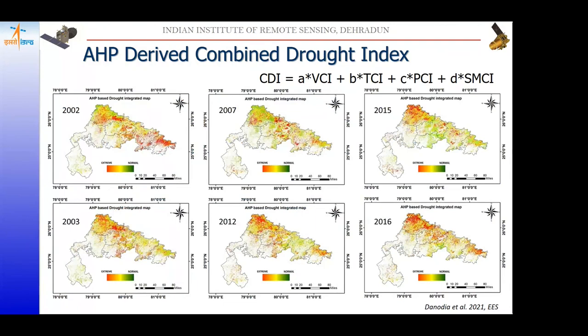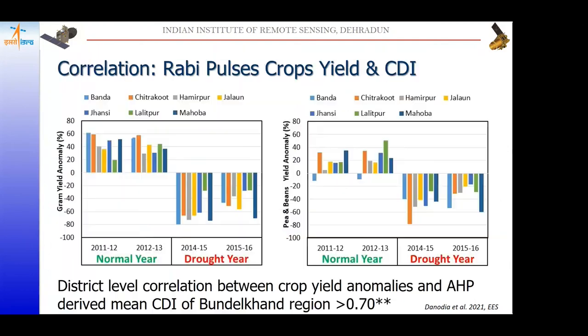So we generate the analytical hierarchical process derived combined drought index, where we define the pairwise matrix and their coefficients, multiply them with the respective indices VCI, TCI, PCI and SMCI, and compute the CDI. Finally we generate the CDI combined drought index map. This is a showcase of a normal year and a drought year, with the legend defining levels from extreme to normal for the particular area. We did the study with 15 years of data sets, from 2000 to 2015.